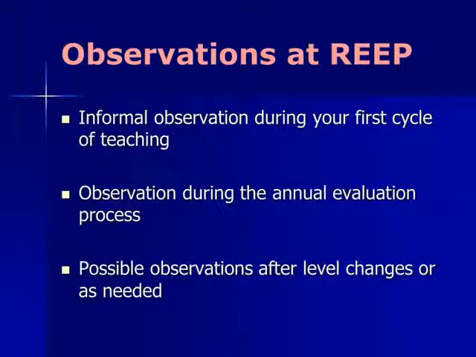Teachers at REEP have an informal observation during their first cycle and a formal observation during the annual evaluation process in the spring and early summer. You may also be observed when you change levels. Observations will be conducted by the program specialist, your site coordinator, or in some cases, the instructional technology coordinator. On occasion, teachers have the opportunity to work with a peer mentor and be observed by him or her.